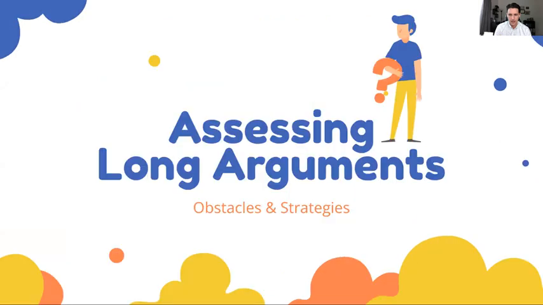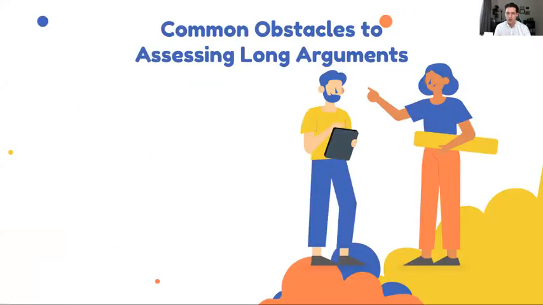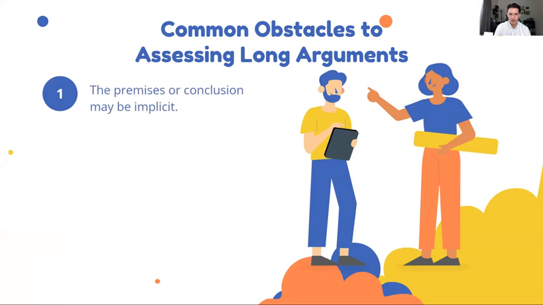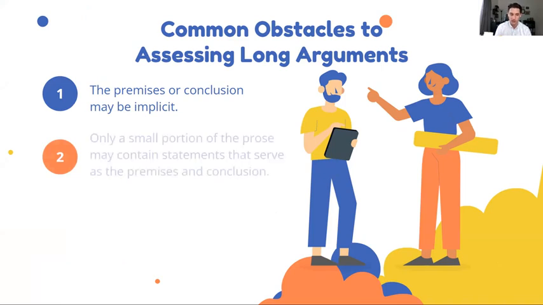And then let's end with assessing long arguments. So common obstacles to assessing long arguments are, first and foremost, right? There's a lot of times people will say things and they're not as clear. This is why we love putting arguments in a standard form, because it's very clear, right? Premise 1, premise 2, premise 3, conclusion. But obviously not everybody talks like that. Sometimes the premise or premises or conclusion are implicit, in which case it takes work on our part to try to figure out what's being said or offered. And that's difficult in many cases.